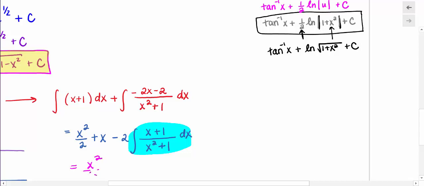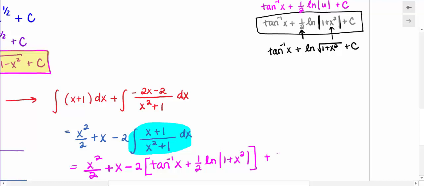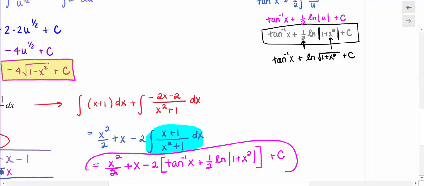So this is x squared over 2 plus x. The only difference is I'm going to have a negative 2 coefficient in front of that whole thing. So whether you distribute the negative 2 throughout or leave it in front is up to you. So for now, I'll just leave it in front. And I'm just going to do the first one that I boxed: inverse tangent x plus 1/2 natural log 1 plus x squared, in parentheses or absolute value bars, plus c. You can certainly distribute that negative 2 if you would like.